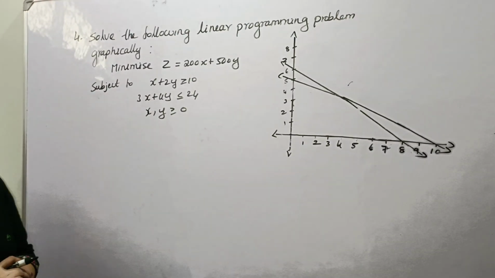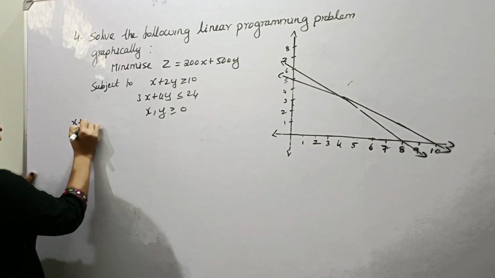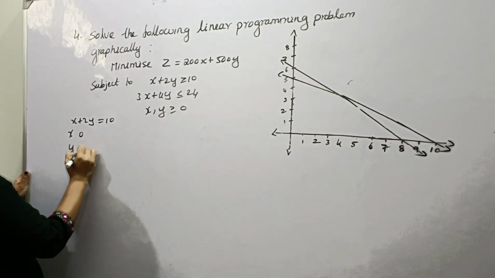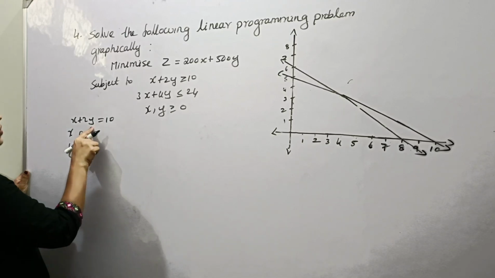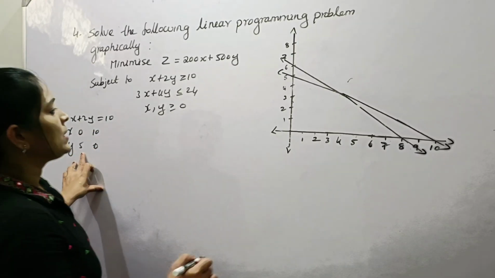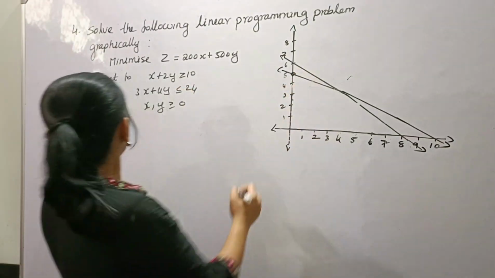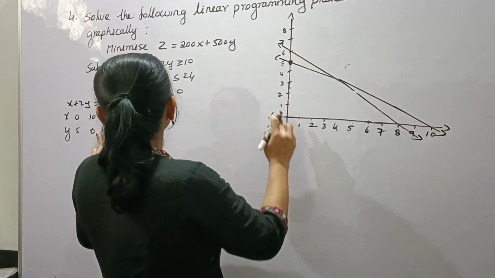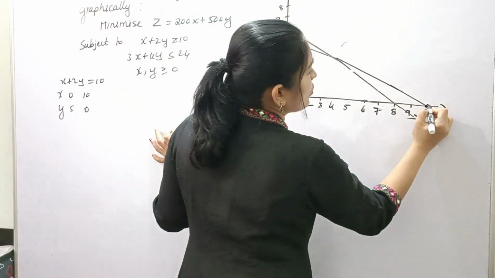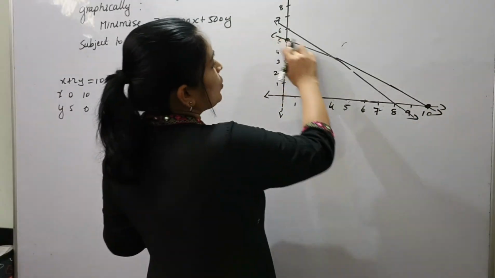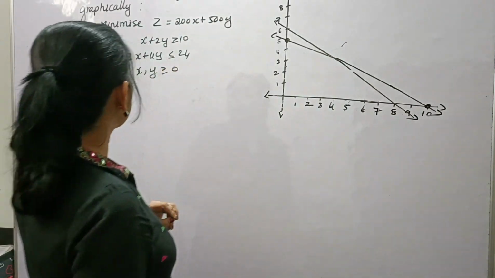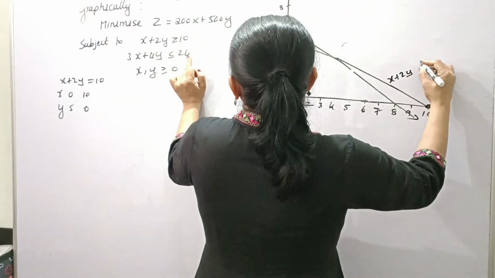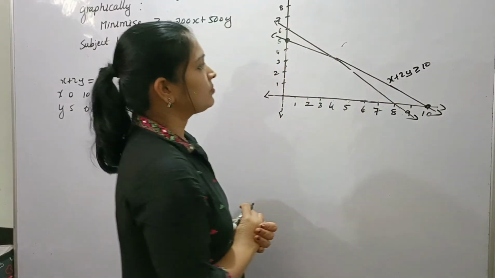So here first of all we have to draw the graph. For that x plus 2y is equal to 10. x, y, when x is equal to 0, y is equal to 5, right? When y is equal to 0, x is equal to 10. Plot the points 0, 5. When x is equal to 0, y is equal to 5. So it is the point 0, 5. And x is equal to 10, y is equal to 0. So it is the point 10, 0. Draw this line. Okay. So it is the line x plus 2y is equal to 10. Constraint is x plus 2y greater than or equal to 10.